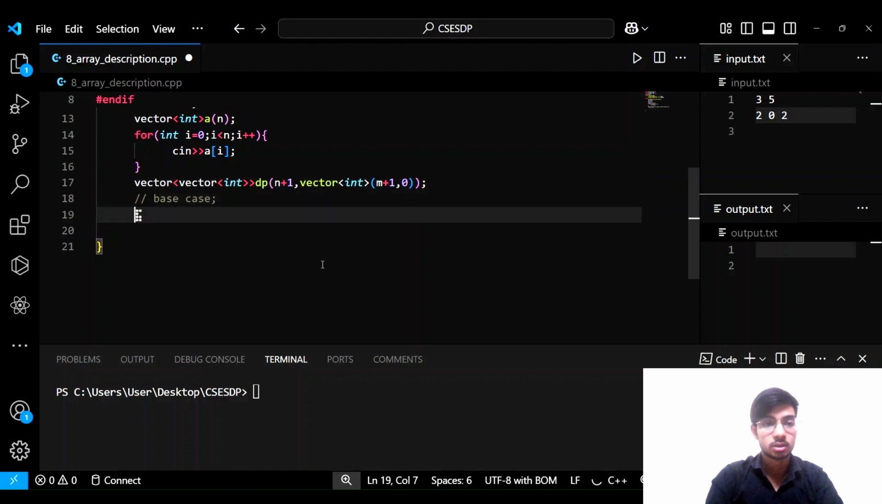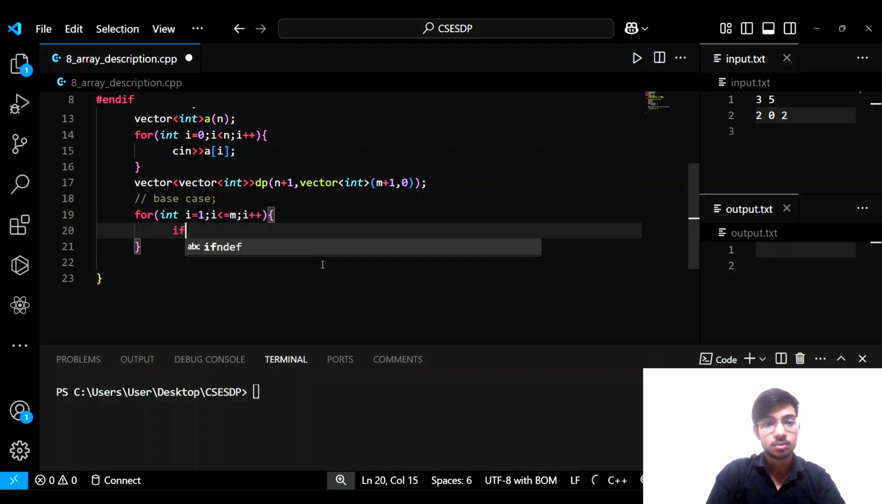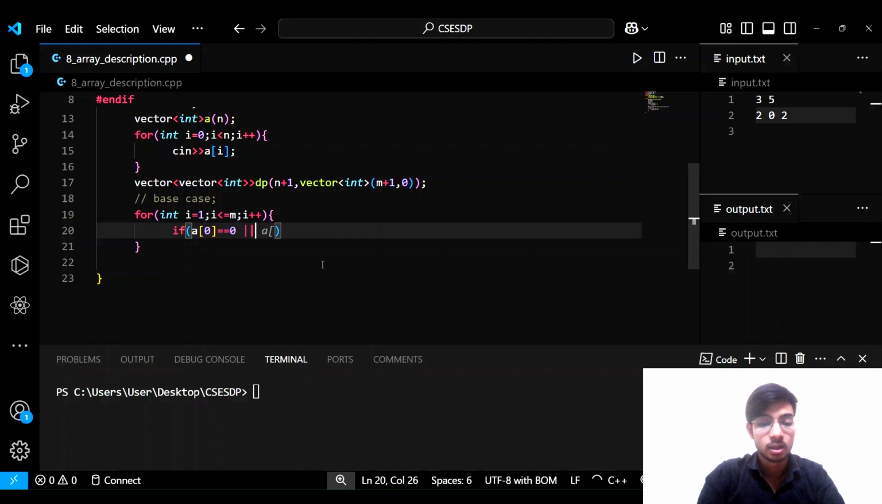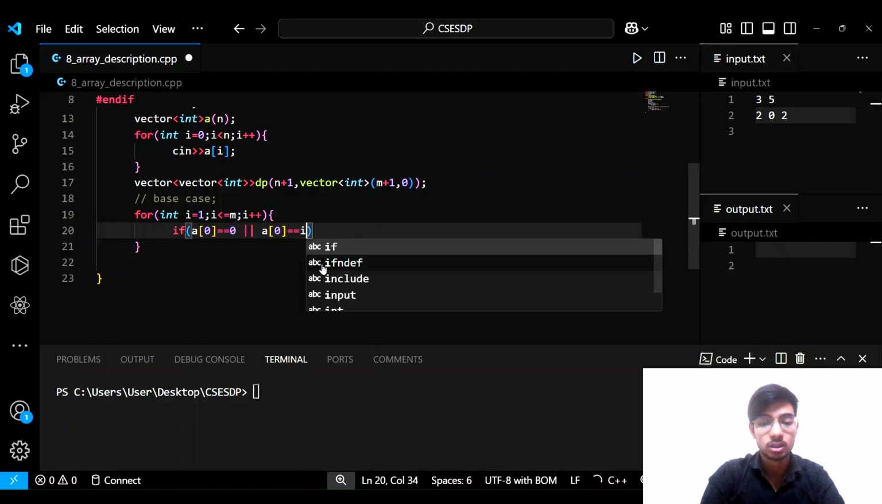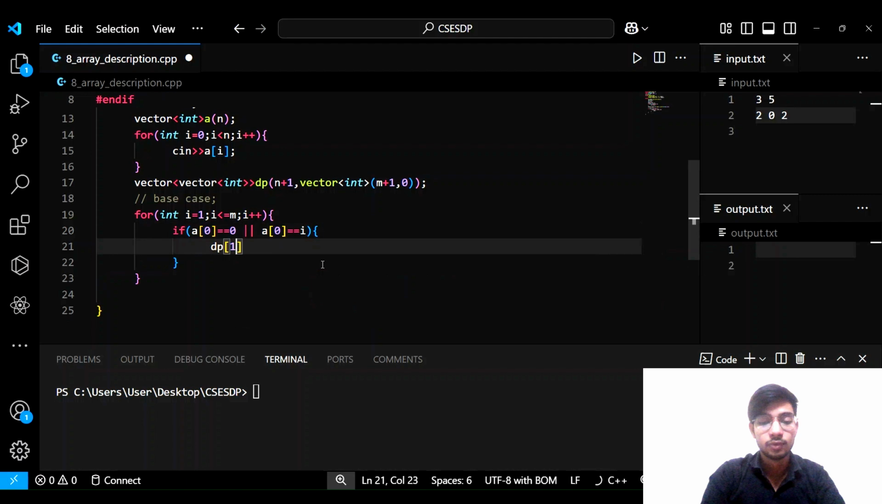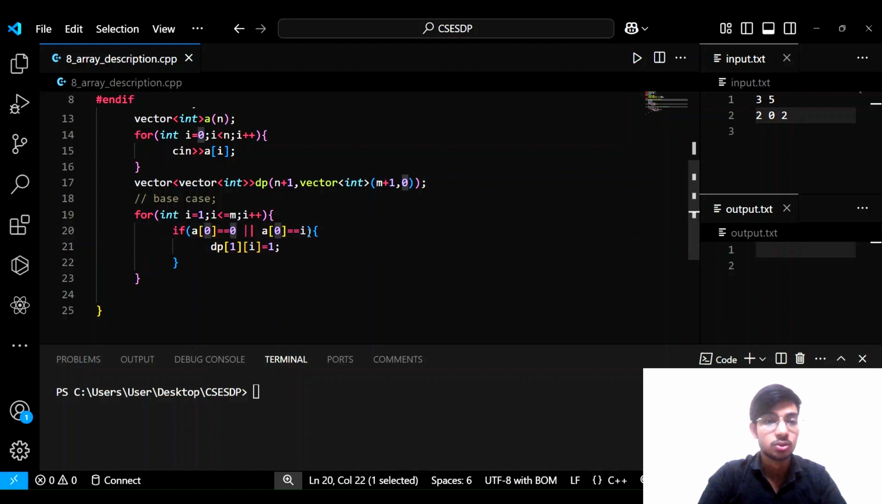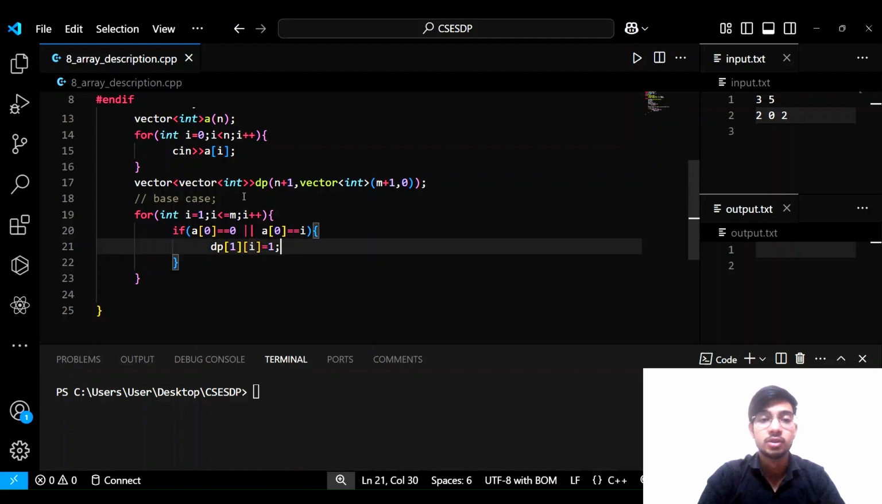So what will be the base case? For int i equals 1, i less than or equal to m, i plus plus, if a0 is equal to 0 or a0 is equal to the element itself, then we have to fill it with 1, right? What it means is that if the element is 0 or the element is itself, then the number of arrays that match the description of length 1, if we choose i, is 1, right?